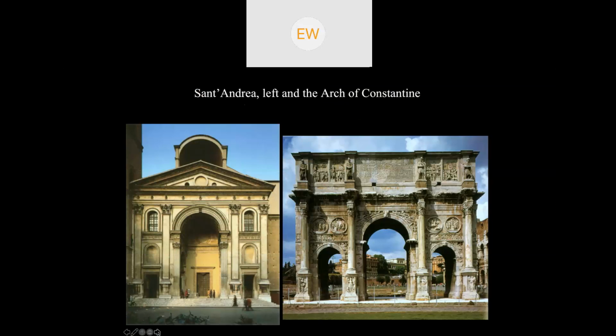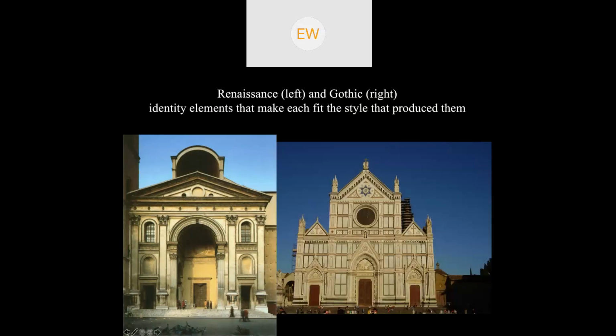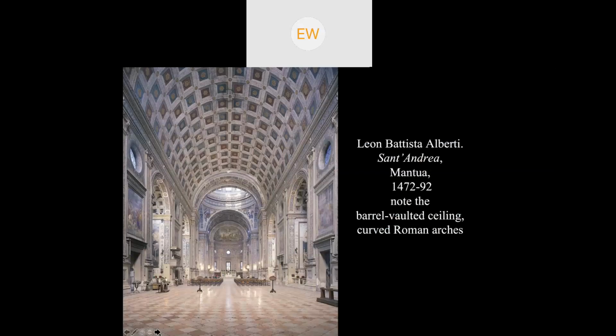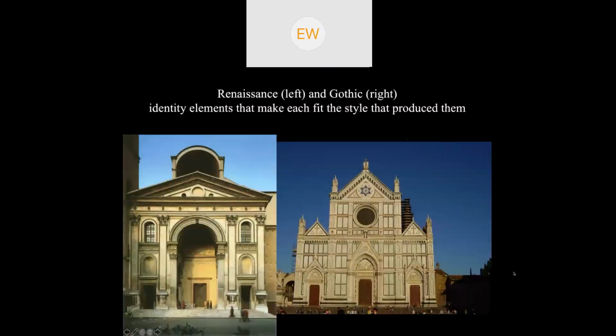So here is a comparison with the Arch of Constantine. This lower part of this is very, very Roman. Now here, by comparison, this is a Gothic church. It has the triangle, but it's not this flat. But the Renaissance church has this very flat triangular pediment. It really is just like a Roman facade.